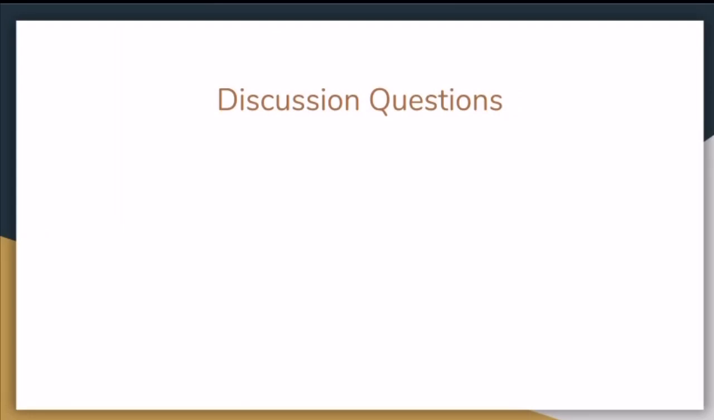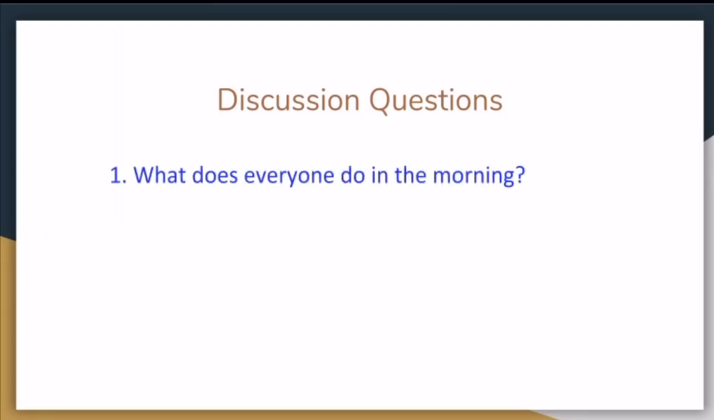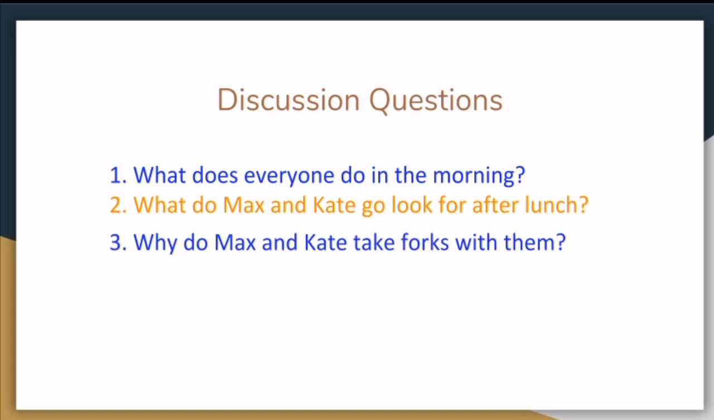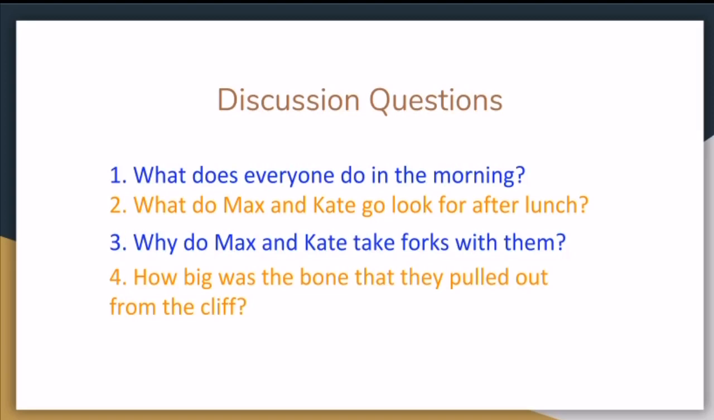Let's go over some discussion questions. What does everyone do in the morning? Right, they all go hiking. Number 2, what do Max and Kate go look for after lunch? You got it. Max and Kate go look for rocks after lunch. Number 3, why do Max and Kate take forks with them? Right, Max and Kate take forks with them because they can use the forks to help dig out rocks. Number 4, how big was the bone that they pulled out from the cliff?